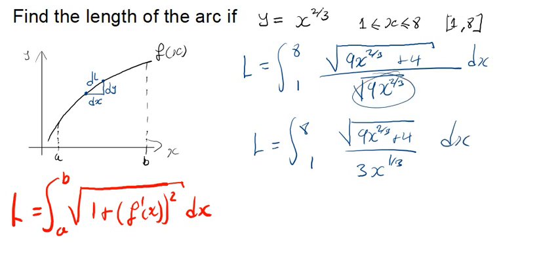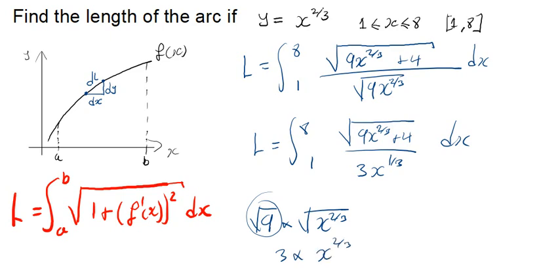What I have here is the square root of 9 multiplied by the square root of x to the power 2/3. The square root of 9 is simply 3, multiplied by the square root of x to the power 2/3. When you take the square root, that is the power 1/2. This multiplied by that remains 1/3. That's how I ended up with that one.